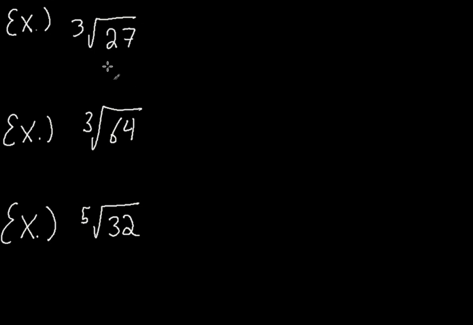Now let's look at some examples. What would be the cube root of 27? What number times itself 3 times is 27? I think that's actually 3 itself, right? 3 times 3 is 9, and 3 times 9 is 27. Well, what number times itself 3 times is 64? What is the cube root of 64? It's not 3 for sure. So let's try 4. 4 times 4 is 16, 16 times 4 is 64. Yeah, it looks like it's 4.